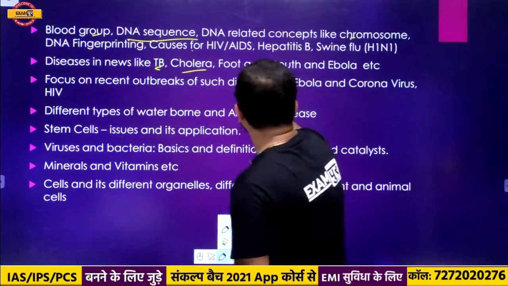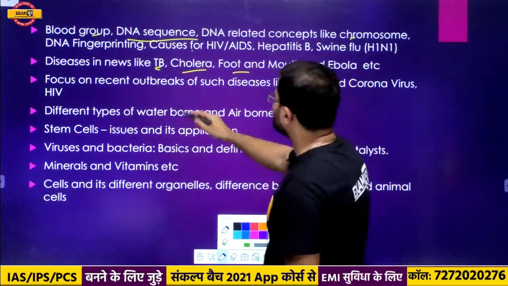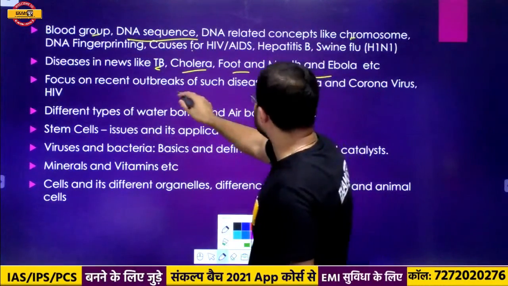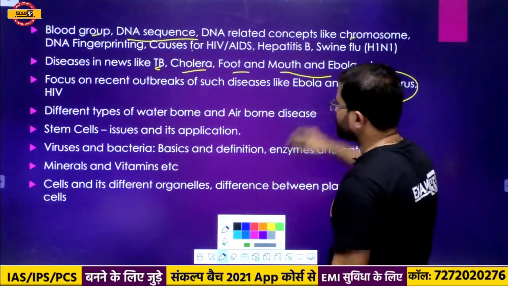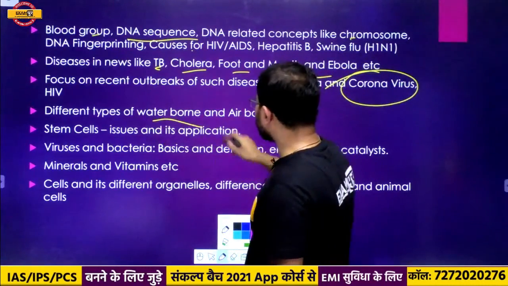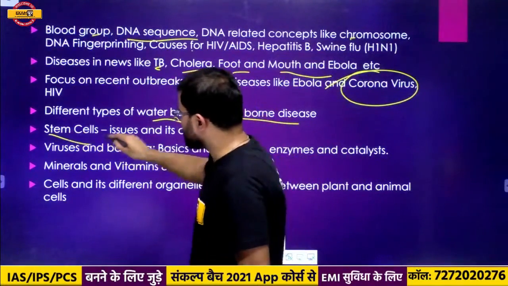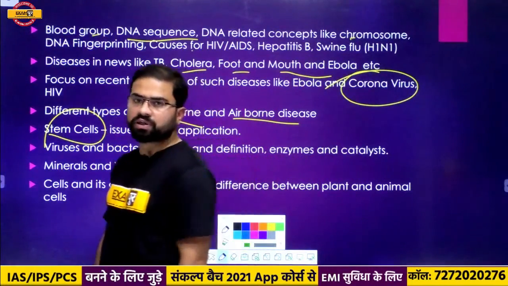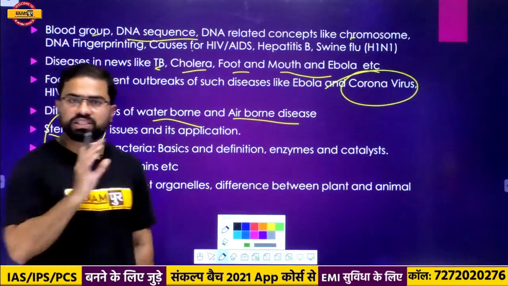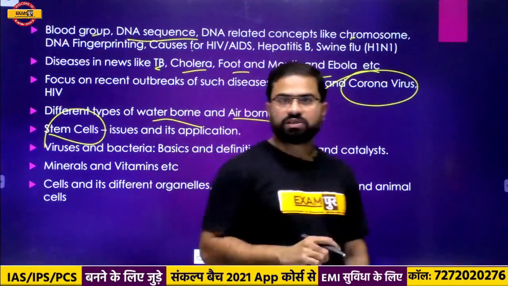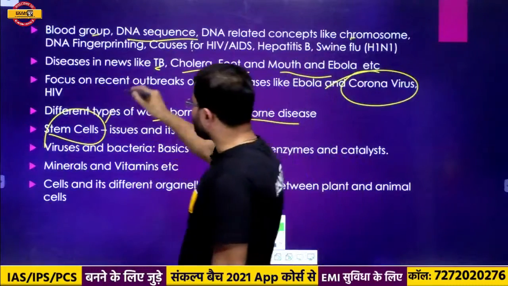Disease like TB, cholera, foot and mouth disease. Focus on the recent outbreak of disease like coronavirus, different types of waterborne disease and airborne disease, stem cells. Yeah, stem cells. This is a recent development. We should know completely about stem cells. What are the properties of stem cell? What are the different types of stem cell?